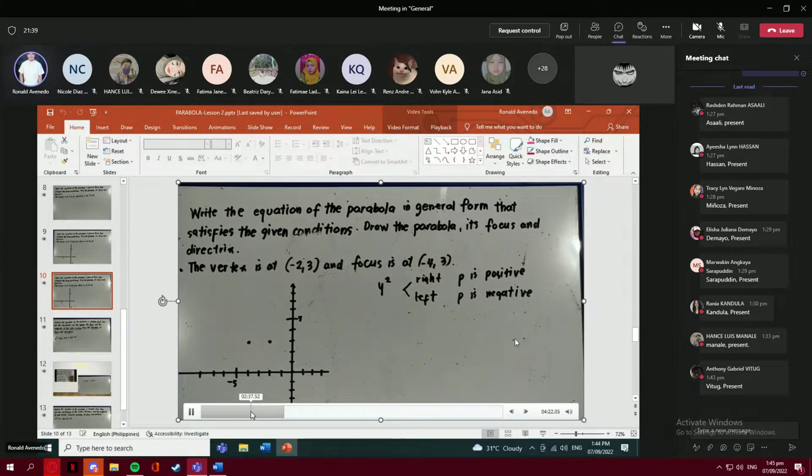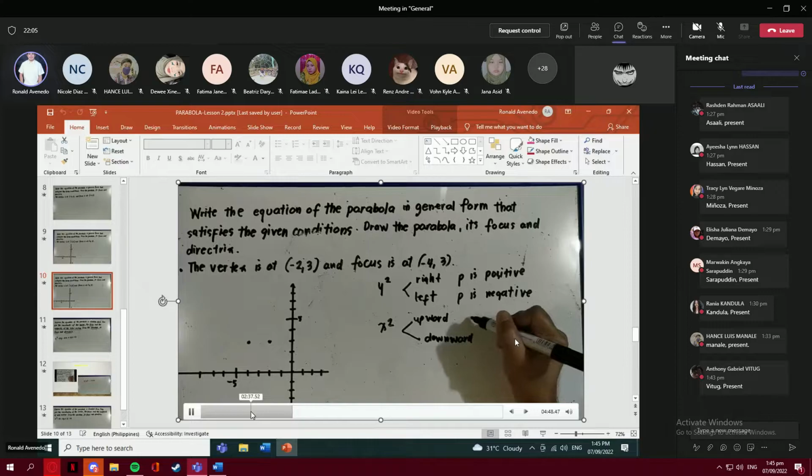Okay. Now, if the equation contains x squared, then the graph might be open upward or open downward. Upward if P is positive, downward if P is negative. Okay, ito yung tandaan natin.